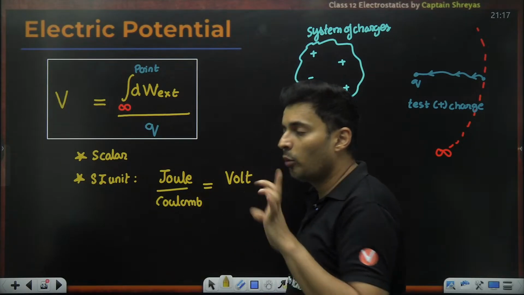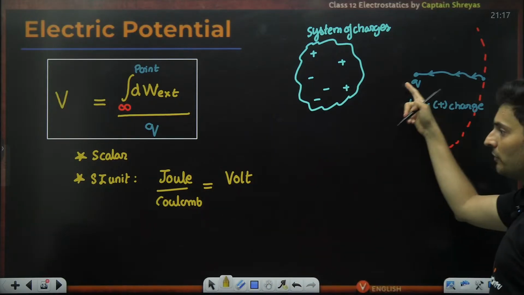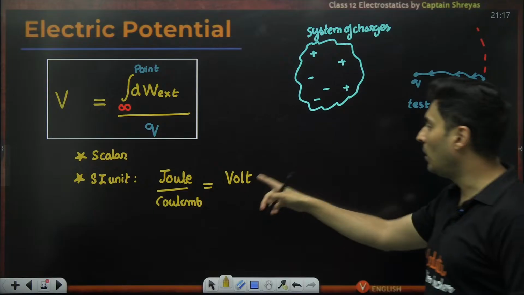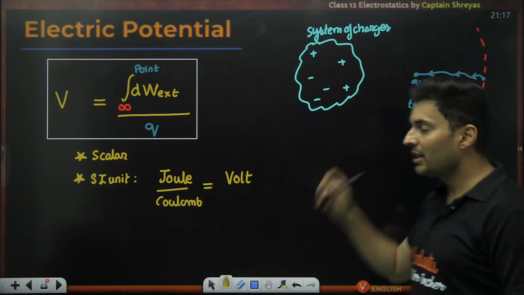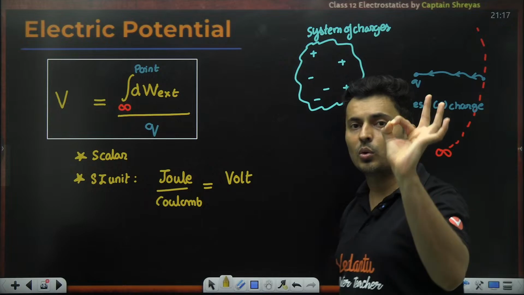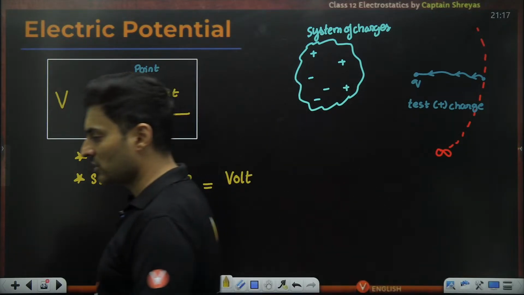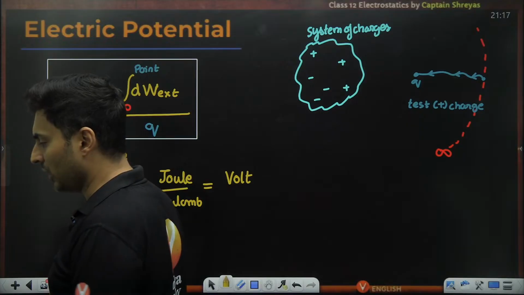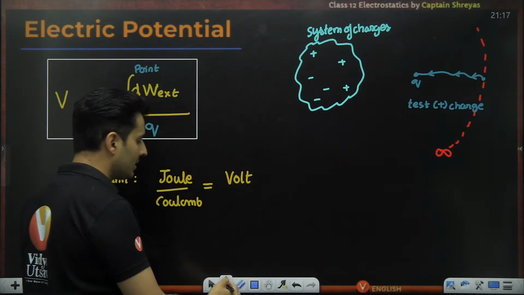So a volt of potential is when you have to perform a joule of work in bringing a test positive 1 coulomb of charge from infinity to that point. So that is basically your volts.